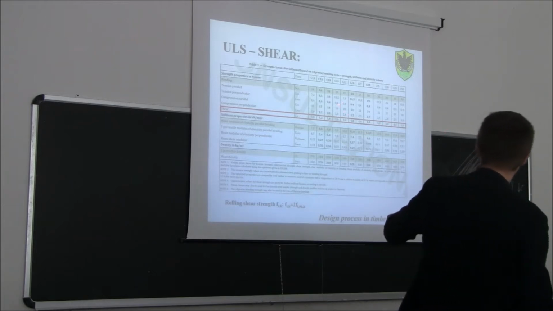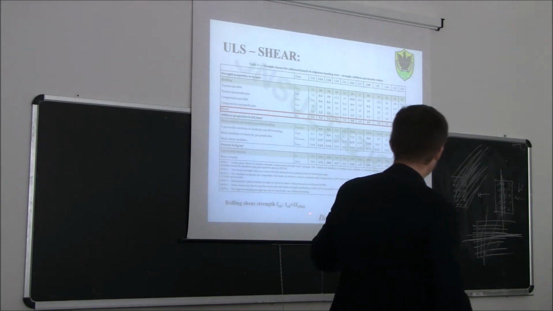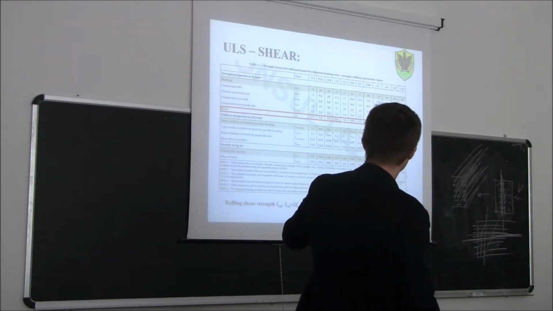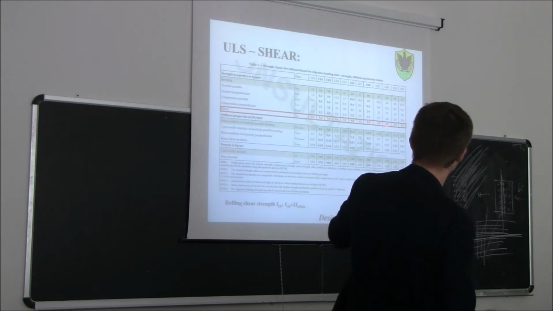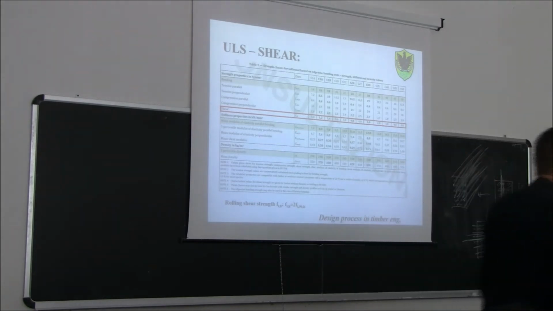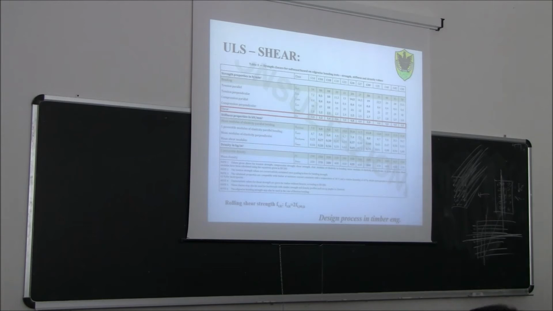If you double this value, basically you get 0.8. You see that it's much lower compared to the longitudinal shear. So longitudinal shear is between 3 and 4 megapascal. Rolling shear is less than 1, much lower. So you need to be careful when you design a beam.